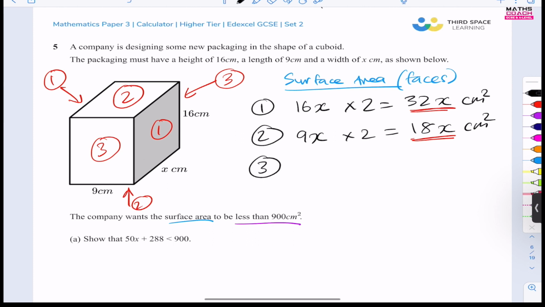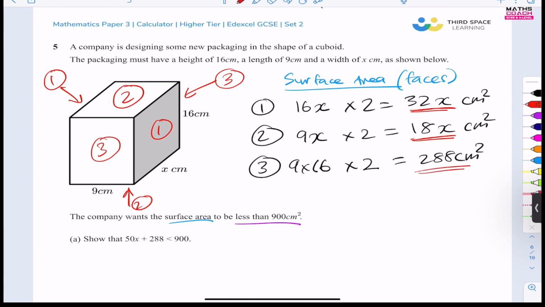So number 3 is this one at the front right here, and we've got another one at the back. So it's going to be 9 times by this height here, which is 16. So 9 times 16. It's a calculator paper, remember that, so you could just knock this into your calculator. Remember, you need to times it by 2 as well. So 9 times 16 times by 2 is equal to 288 centimeter squared.